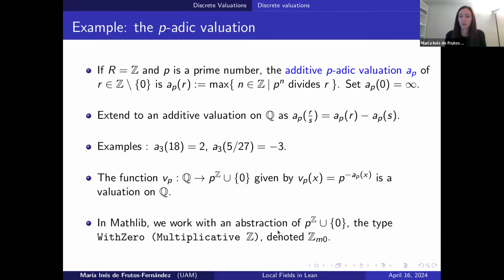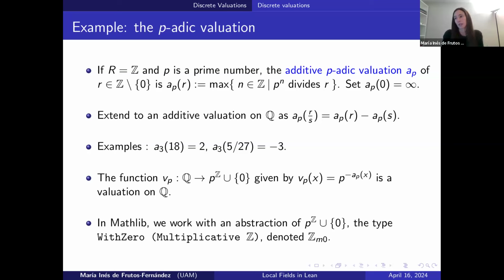Now, an example that all of you will be familiar with is the p-adic valuation. So to construct this, I start with the ring of integers, so R is equal to Z. I start with a prime number p, and I start by defining the additive version of the valuation. So for me, the additive p-adic valuation v_p of a non-zero integer r is going to be the maximum n such that p to the n divides r. Of course, every power of p divides 0, so in that case, I'm going to say that the additive p-adic valuation of 0 is equal to infinity.